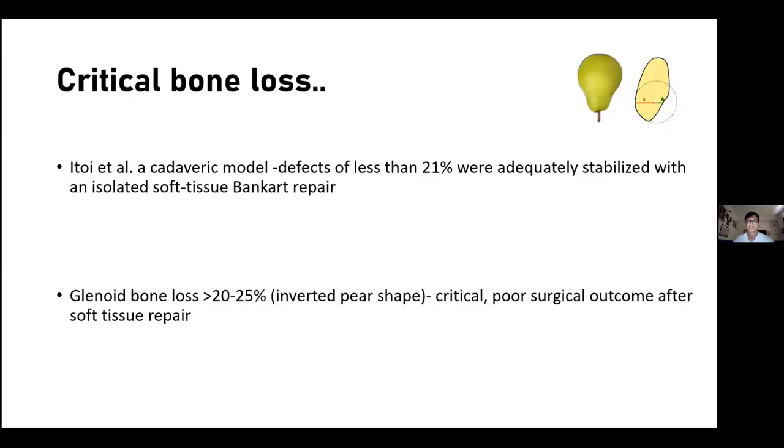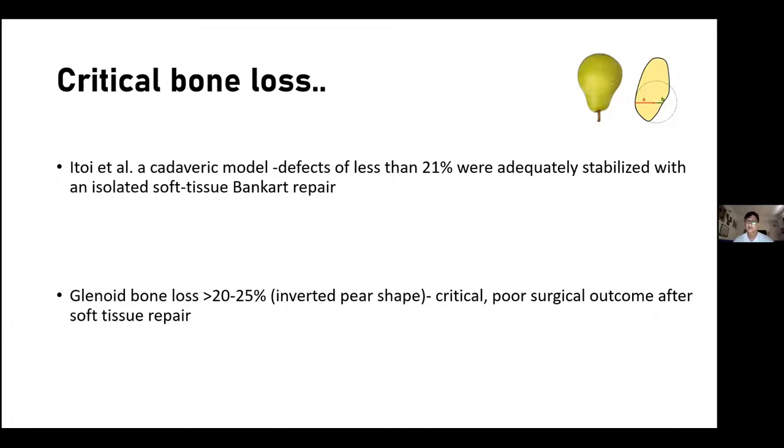and the risk of failure and recurrence is high. So what is the critical bone loss in a glenoid? The glenoid is often compared with a pear shape. Itoi did a study on a cadaveric model and found that for defects less than 21%, if only soft tissue stabilization is done, then it is adequate. But if the glenoid bone loss is more than 25% or the glenoid is an inverted pear shape, then the surgical outcome is poor with soft tissue repair.